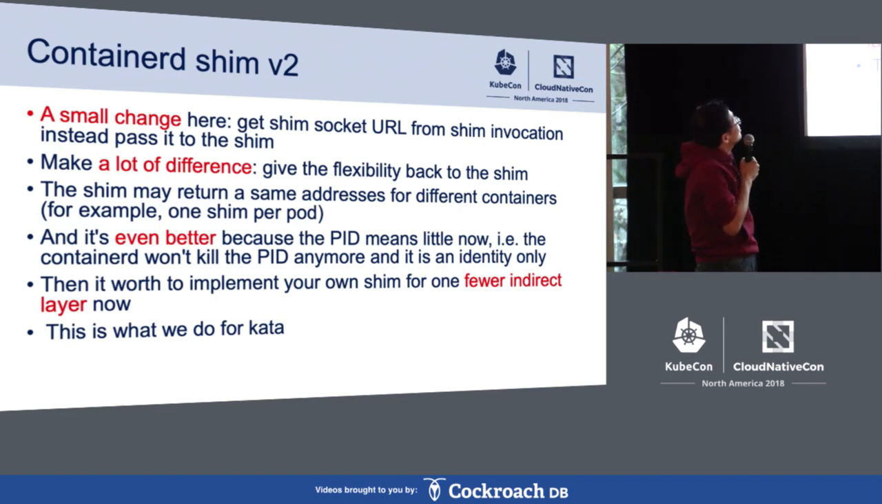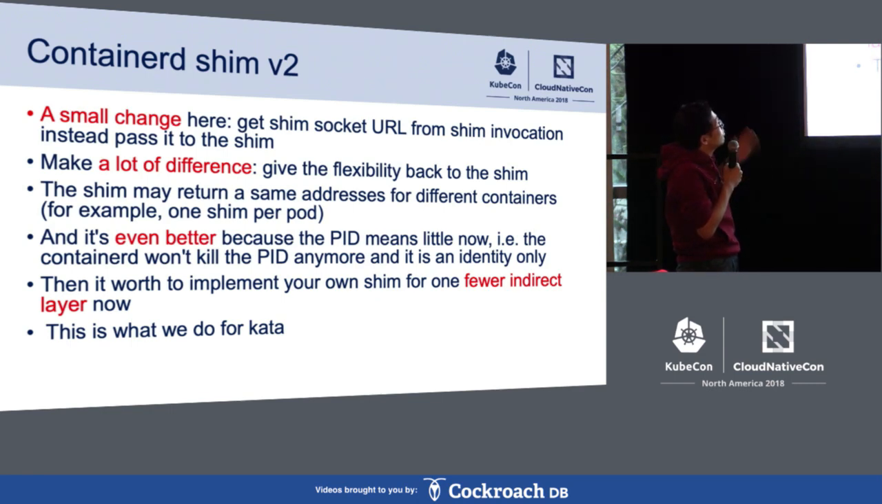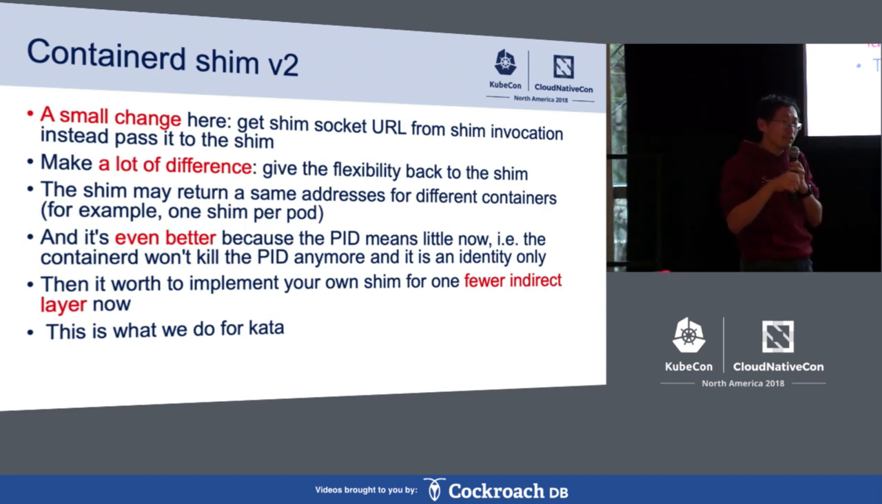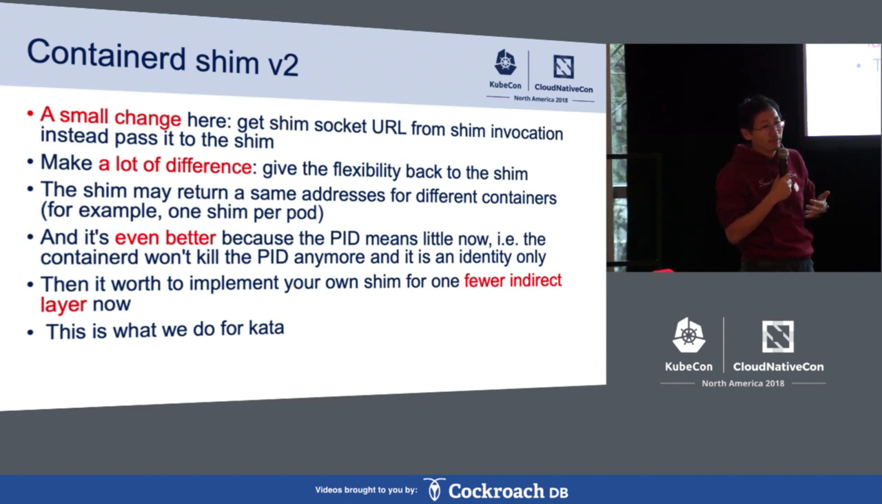A small change, and it makes a lot of difference. The change here is they get the shim socket URL from the shim invocation, instead of passing it to the shim. For version 1 of the shim, when containerd creates the container shim, it will pass a unique local socket address to the shim, and the shim will serve on this address with the interface. That means every container has an independent socket address.